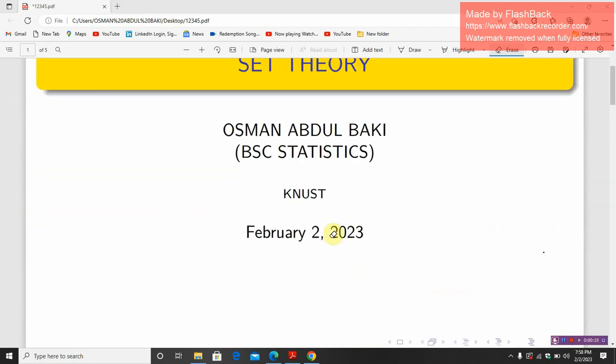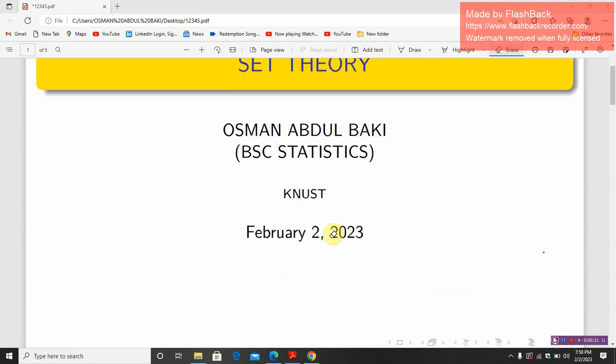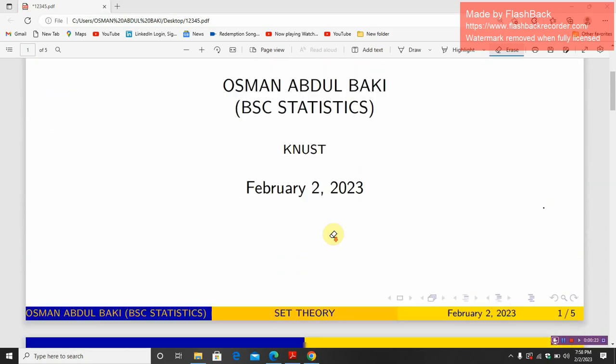Before then, I am a final year student at Kwame Nkrumah University of Science and Technology, reading BSc Statistics. Today is the 2nd of February 2023.